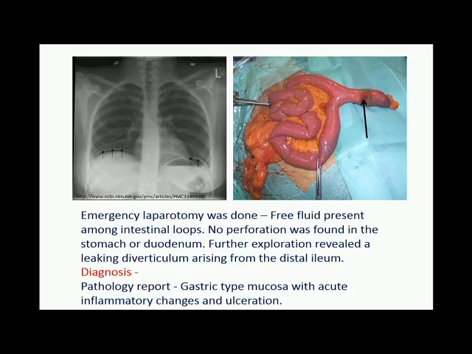So when you take NSAIDs, not only your stomach mucosa but wherever you have gastric type mucosa can be affected. In this patient the stomach was not affected, but this part of the GIT was, because it has gastric type mucosa, and it caused ulceration and rupture. It is derived from the midgut region, which is why the patient first had deep pain at the level of the umbilicus. Once it ruptured, the contents went out and caused peritonitis, diffuse abdominal pain and diffuse tenderness.